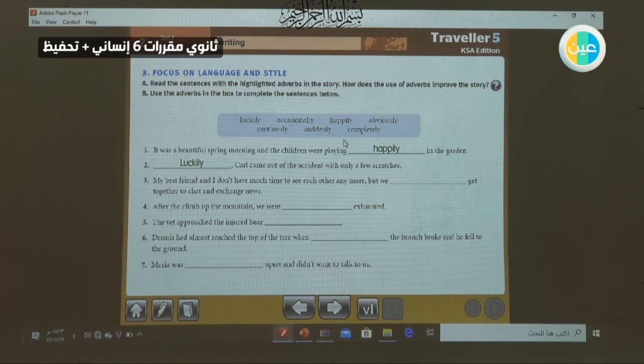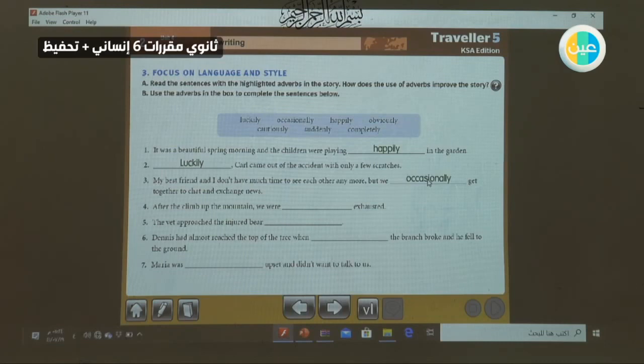My best friend and I don't have much time to see each other anymore. So, in the past, they saw each other more than now. But we get together to chat and exchange news. For sure, something that doesn't happen always or usually. We will go with occasionally.